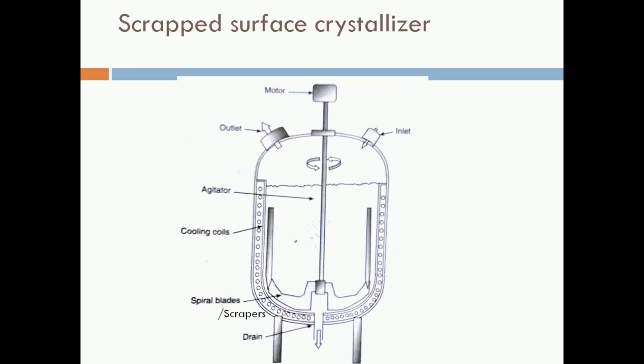Once you have the scraping system, whatever is attached to the wall of the container falls back into the system, and that is how it forms crystals again. So the surface is clean, that means heat transfer is better, and that is how your crystal formation is better in this system. Here also, finally, you can drain off the mother liquor and collect the liquor from the bottom, and the crystals can be separated finally from the system.